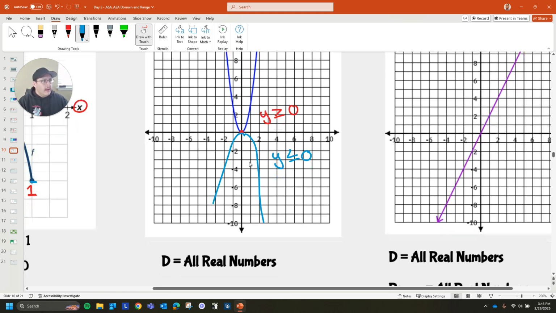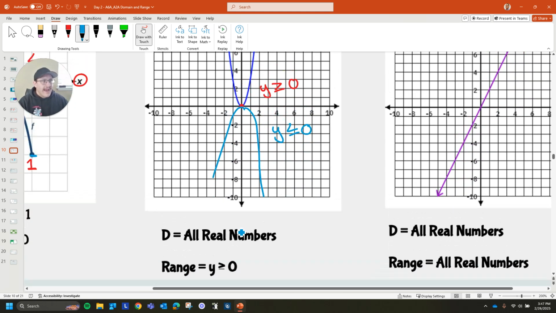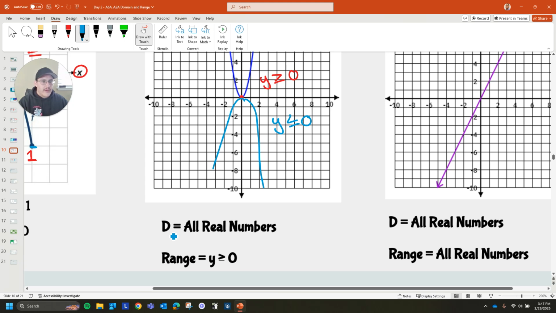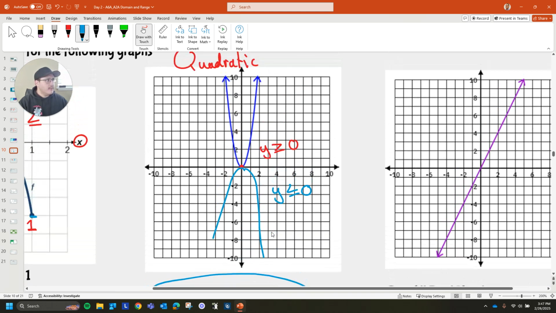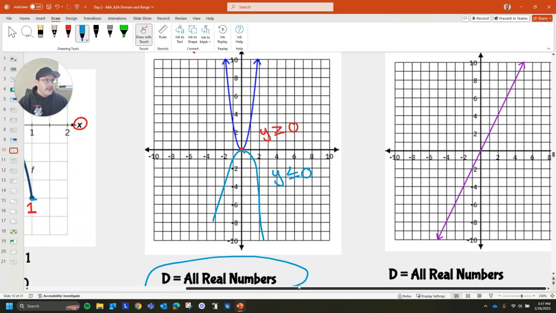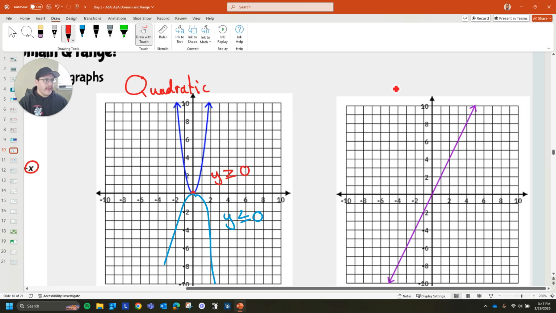Okay? So, that's quadratic equations. Quadratic equations, domain is always going to be real numbers. And then the range, you got to be specific with it. Okay, and then linear equations. So this next one, there's specific rules for linear equations too.